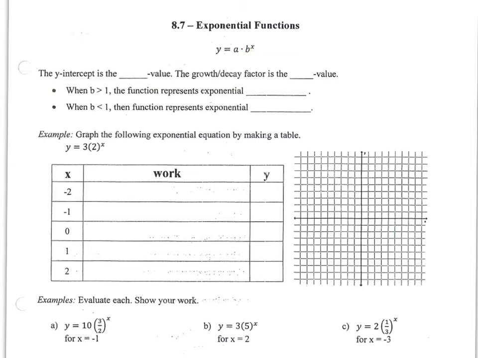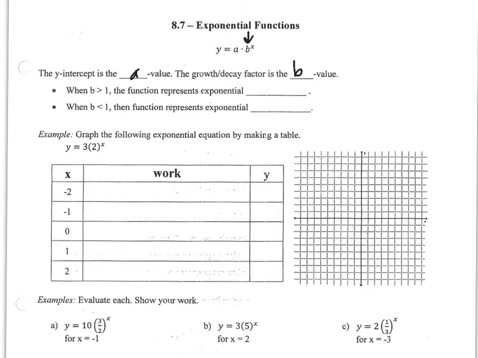So if you have the equation y equals ab to the x, this is the general form of an exponential function. So the y-intercept is the a value. And the growth factor, we call b, the growth factor, is the b value. So it's not really a slope, it's just what percent the function is increasing or decreasing by.